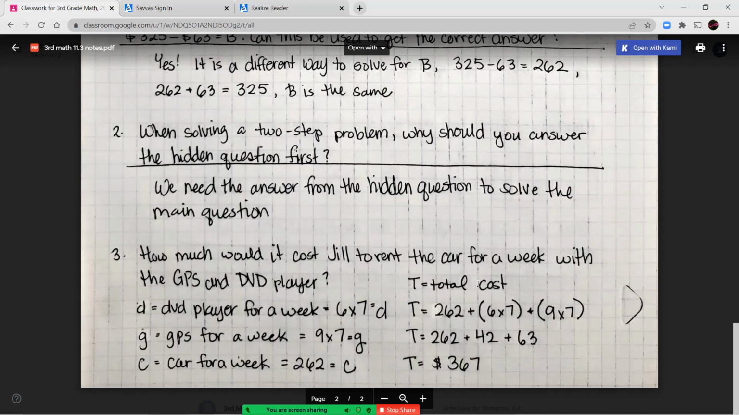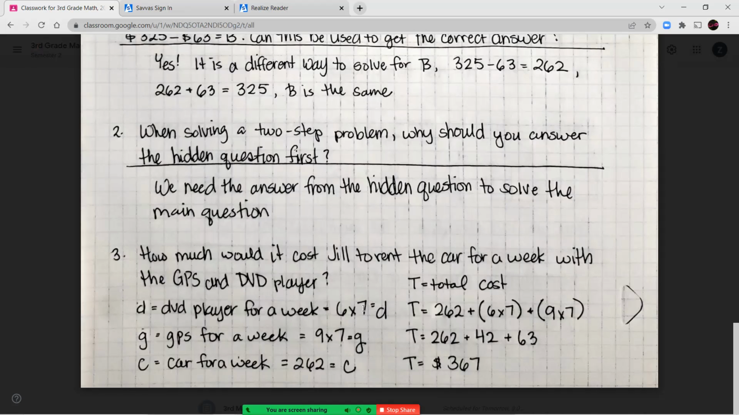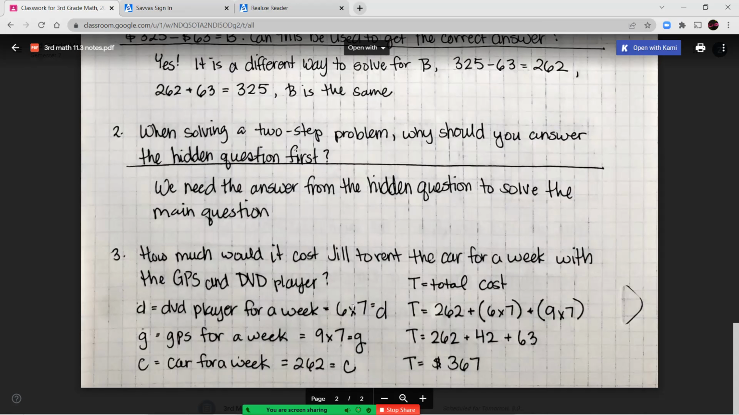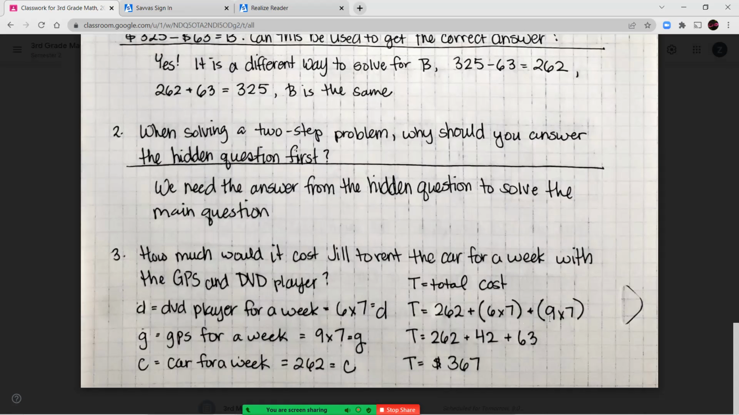So my total cost is going to be the car plus the GPS for a week plus the DVD player for a week. So my total cost is going to be T is equal to 262 plus 6 times 7, which is the DVD player, plus 9 times 7, which is the GPS. So I'm going to solve these. So 262 plus 6 times 7 is 42, plus 9 times 7 is 63. So my total cost is going to be $262 plus $42 plus $63. So my total cost for the week with the DVD player and the GPS is going to be $367.